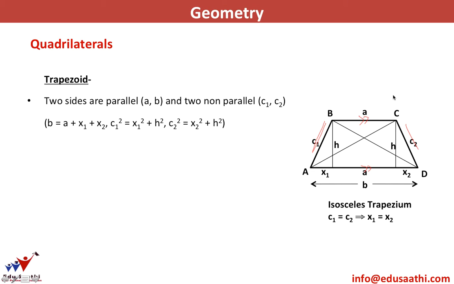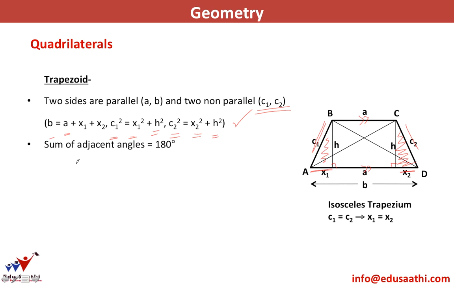So if I look at the two sides which are parallel and the other two sides are non-parallel. If I talk about the length of the side AD, it would be equal to A, which is the length of BC, plus x1 plus x2. This is the height that I have drawn. In this triangle, C1 square will be equal to x1 square plus h square. Similarly, in this triangle, C2 square will be equal to x2 square plus h square. Using this, I can find out the unknowns that I have in the question.